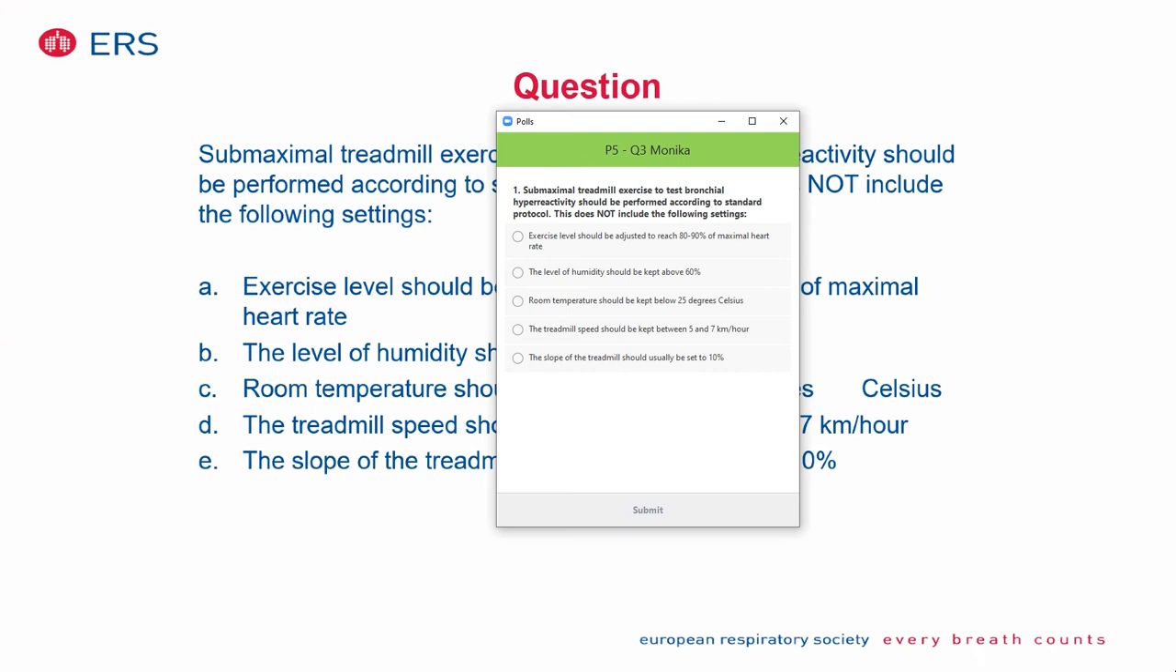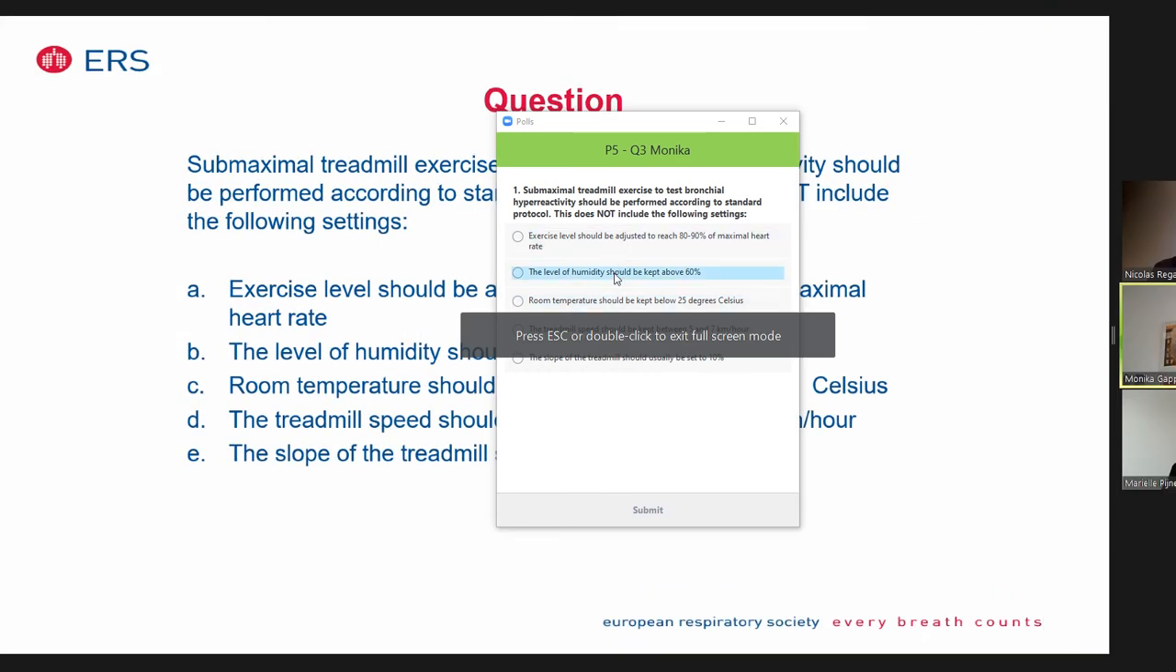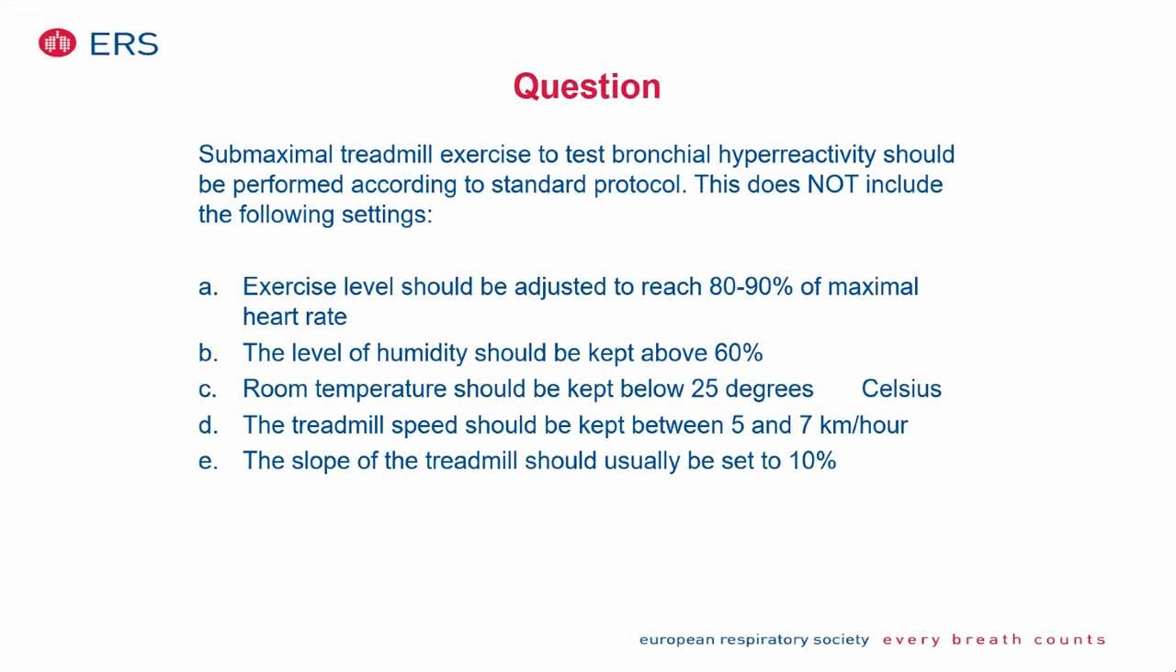A, the exercise level should be adjusted to reach 80 to 90% of maximal heart rate. B, the level of humidity in the lung function lab should be kept above 60%. C, the room temperature should be kept below 25 degrees Celsius. D, the treadmill speed should be kept between 5 and 7 kilometers per hour. E, the slope of the treadmill should usually be set to about 10%. So which of the answers do you think is wrong? And you can vote now.